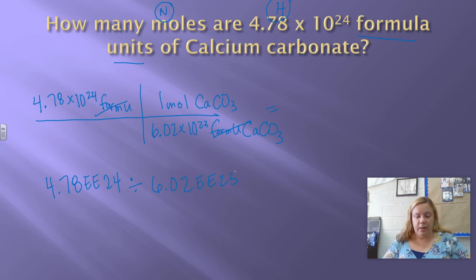All right, so my answer is definitely going to be more than 1 mole. And so I actually have 7.94 moles of calcium carbonate. Now let's think about, is that reasonable? Well, 10 to the 24th is quite a bit larger than 10 to the 23rd, so that's absolutely reasonable.